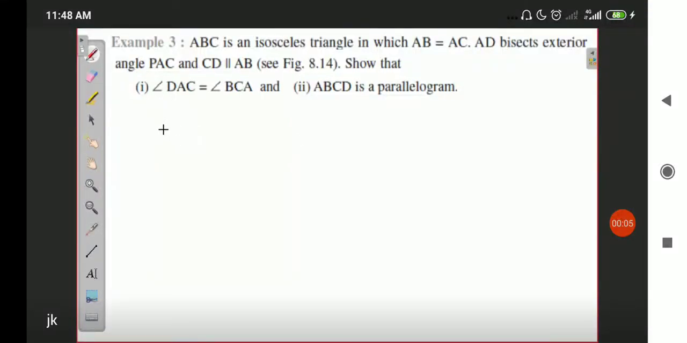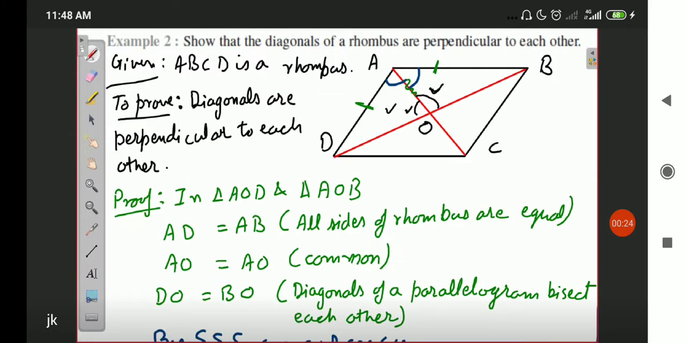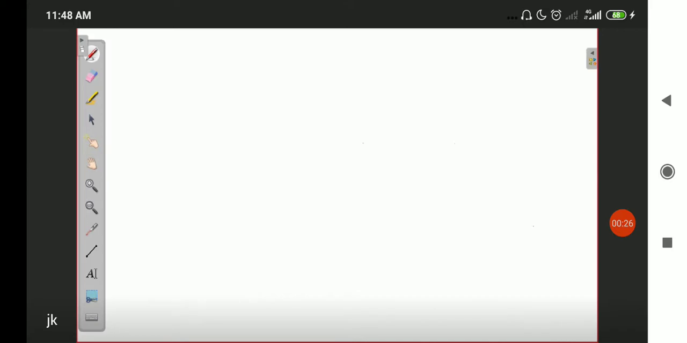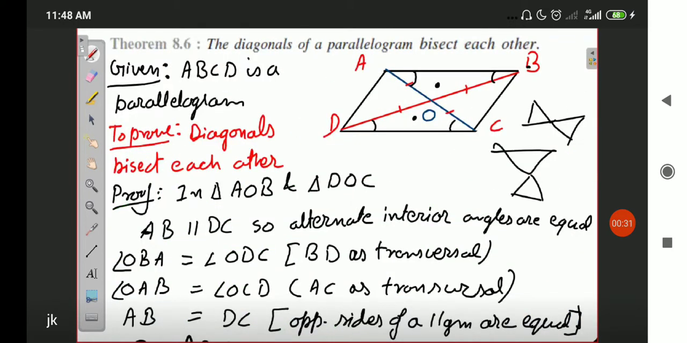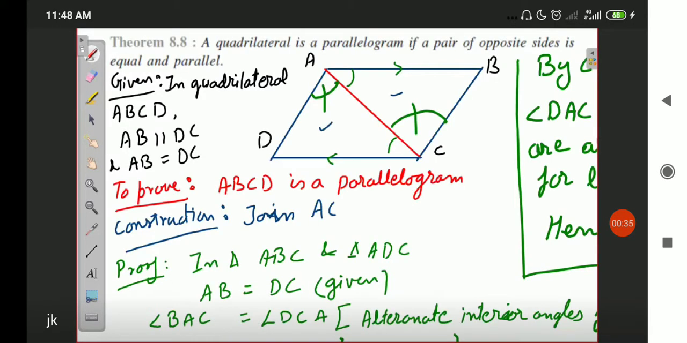Today we are going to continue with the same chapter, quadrilaterals. Up till now, we have discussed all the properties regarding quadrilaterals, parallelogram, squares, rhombus, rectangle. We have also discussed a little bit about kite as well as trapezium. After that, we have completed all the theorems, theorem number 8.1 to theorem number 8.7, actually 8.8.